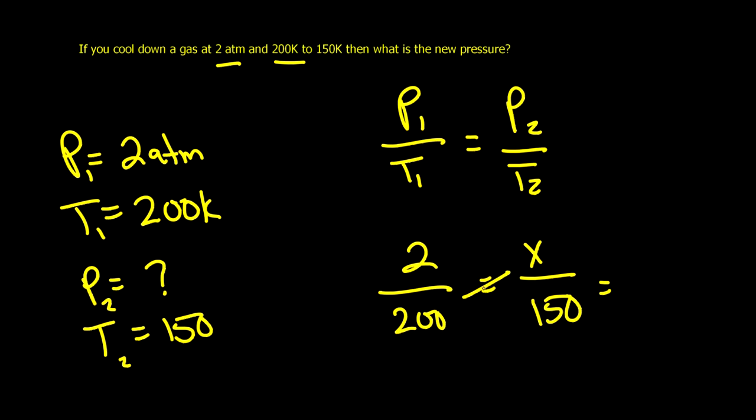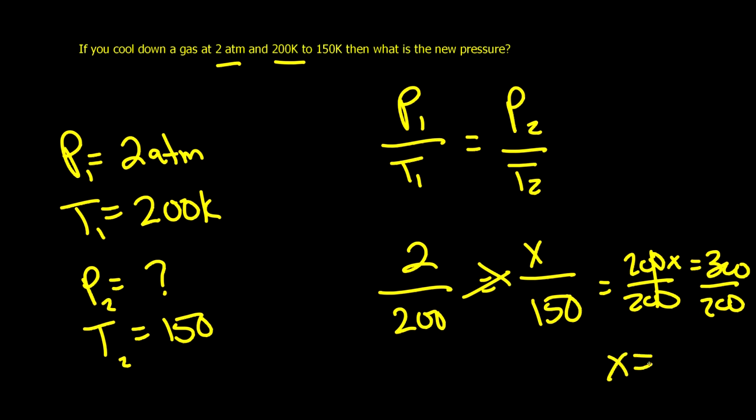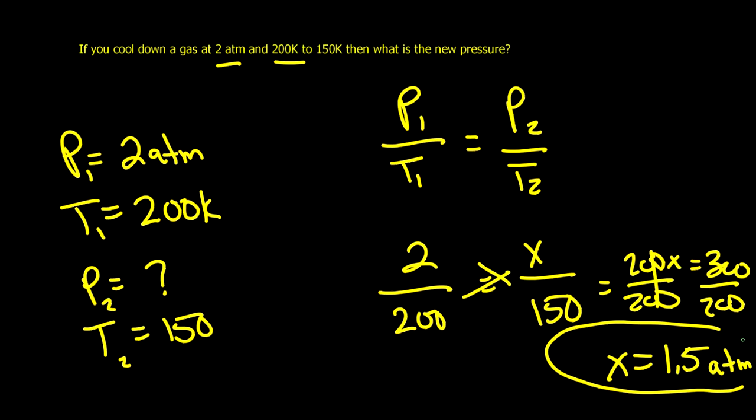Cross multiply, 200 times X is 200X. 2 times 150 is 300. We divide by the value with X, that cancels out. 300 divided by 200 gives us 1.5. But 1.5 what? We're looking for pressure. Our pressure is currently in atmospheres. So this is ATM. There's our answer. Our temperature went down, so our pressure should have went down.